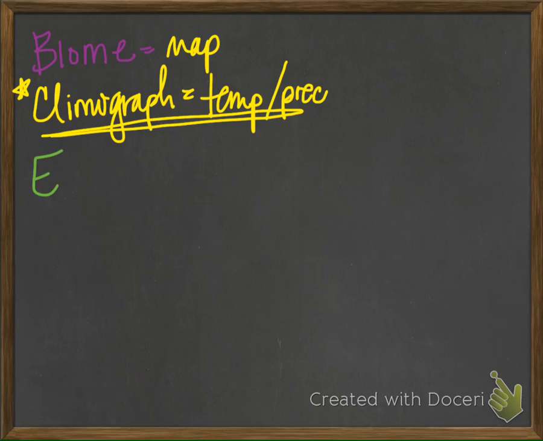An ecotone is an intergradation between biomes. So let's say you have a biome here and a biome here. It's this overlapping area. It can be really narrow or it can be really wide, depending on the two biomes and the conditions there. But that area is unique and is called an ecotone.